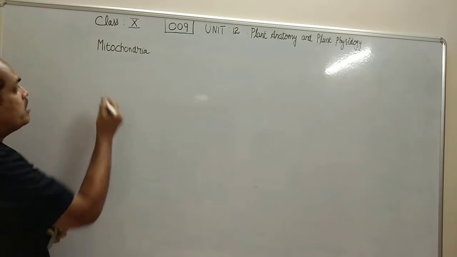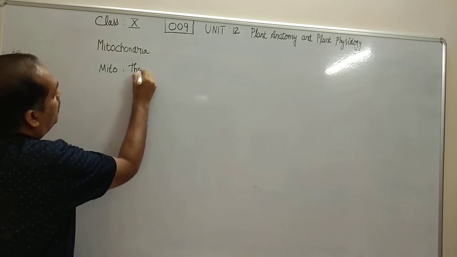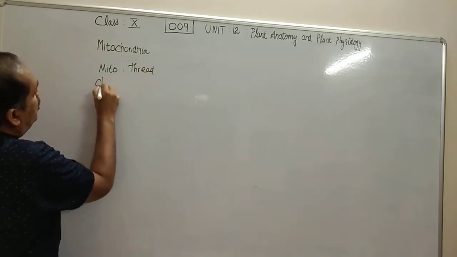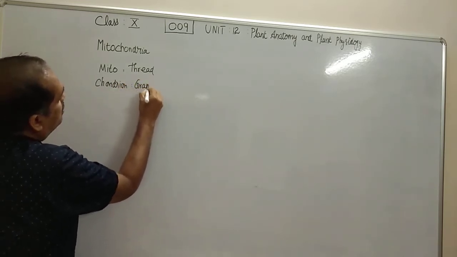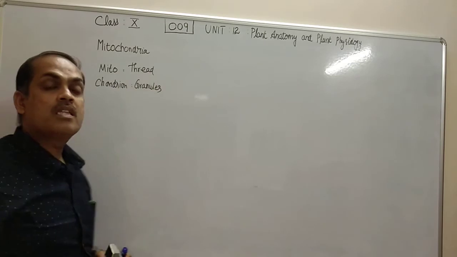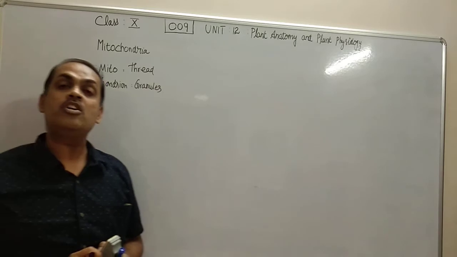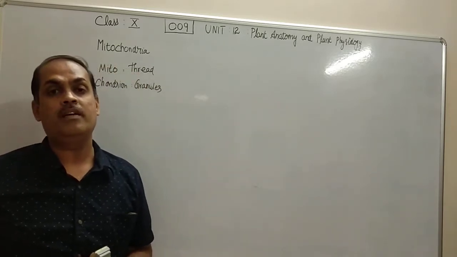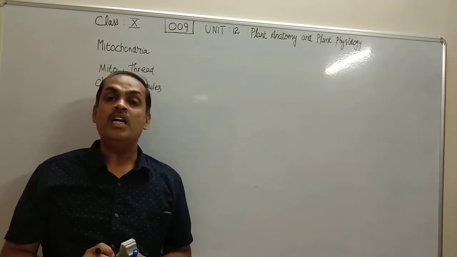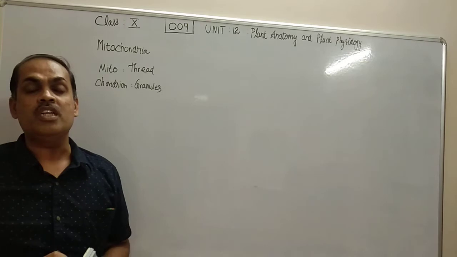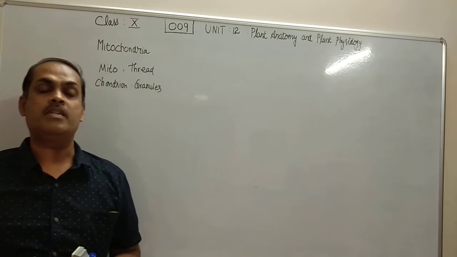Mitochondria has got two words. Mito means thread. Chondrion means granules. Hence, mitochondria is a filamentous granular structure found in the cytoplasm of most of the eukaryotic cell. As we all know, mitochondria is the powerhouse of the cell. The reason is that it produces energy in the form of adenosine triphosphate, ATP, to the cell and to the organism.